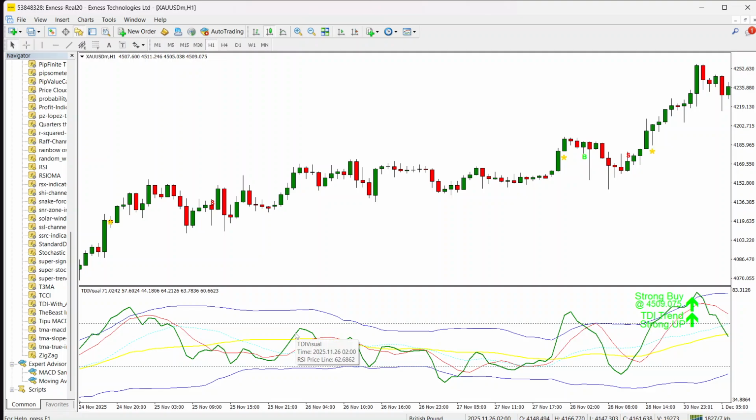This green line, which is our RSI price line, Bollinger Bands creating an envelope around the RSI movements, which are these two lines here, Bollinger Band high and Bollinger Band low, and the TDI line and signal line generating crossover signals, which are this gold and red line.